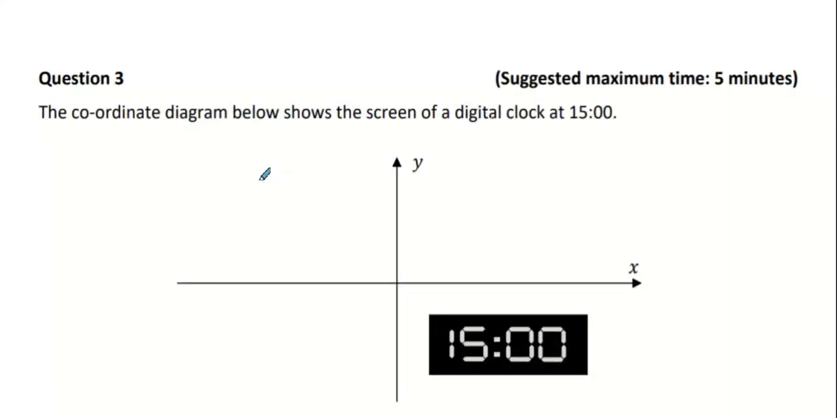Now, we're going to have a look at this now. Okay, so this question goes, the coordinate diagram shows the screen of a digital clock at 1500.